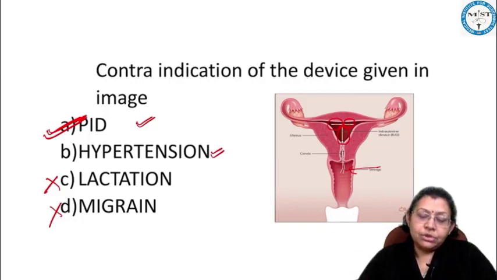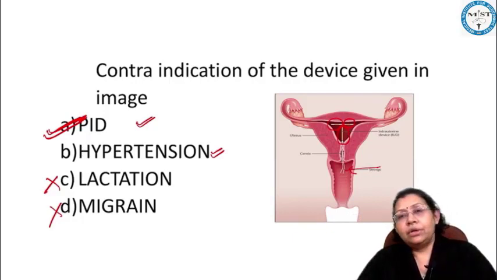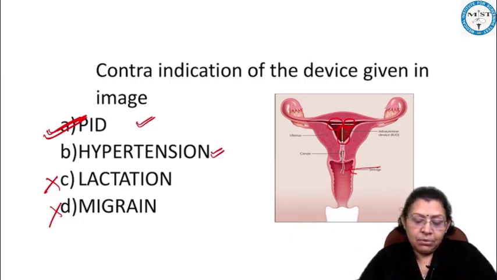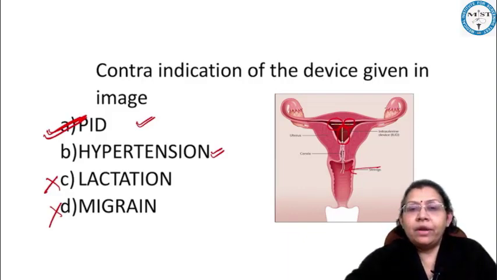So the answer to this question, the contraindication for the copper IUCD which has been shown in the image, is pelvic inflammatory disease.